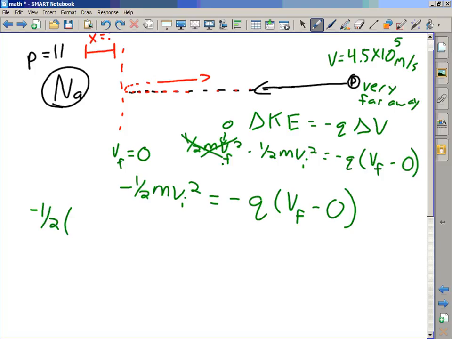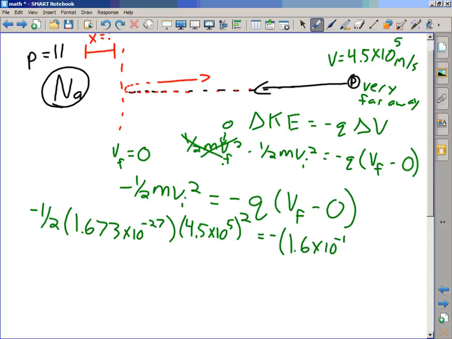1/2 m. What's the mass of this proton? 1.673 times 10 to the negative 27. Initial velocity, 4.5 times 10 to the positive fifth, squared, equals negative q, where q here is 1.6 times 10 to the negative 19, times the final voltage.